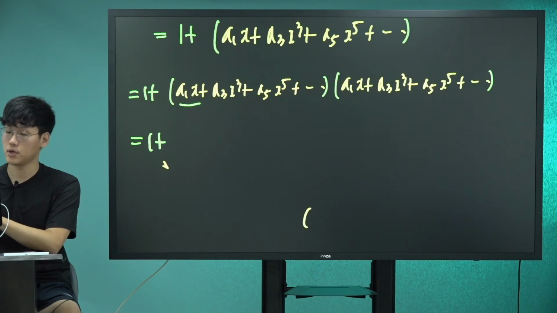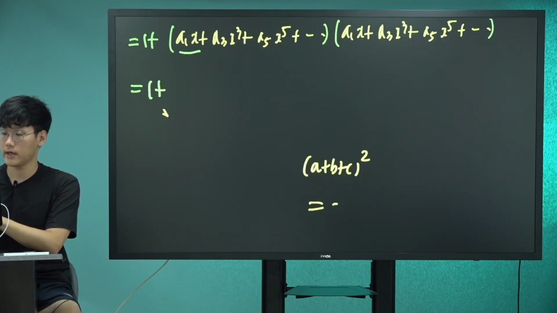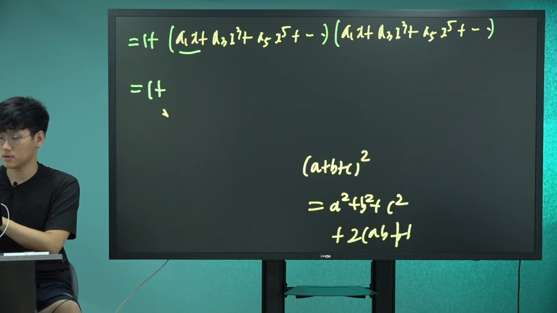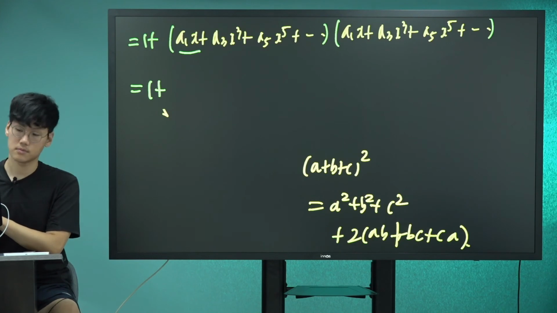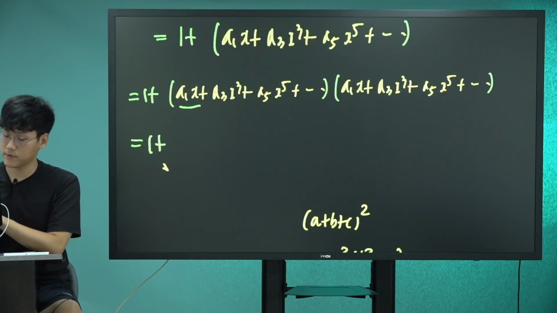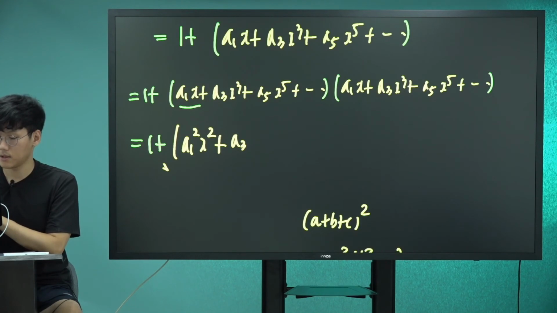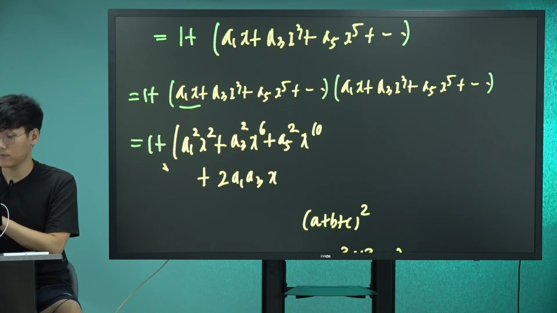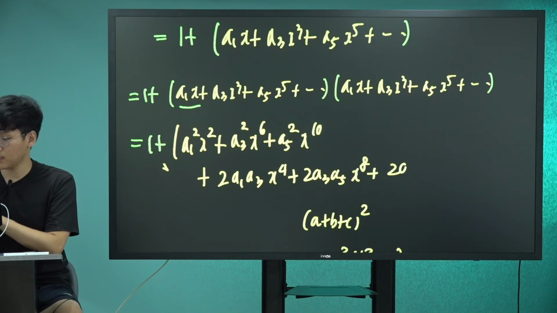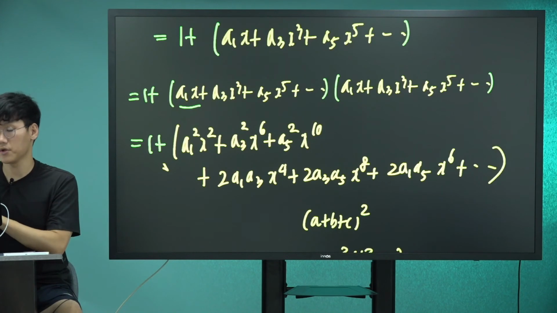But it's convenient if you know this. What is it? (a plus b plus c) squared equals a squared, b squared, c squared, right? And then 2ab, 2bc, 2ca, right? So, you know, algebra, right? So what I have here is going to be a1 squared x squared, right? a3 squared x to the power 6, a5 squared x to the power 10, right? And plus 2 a1 a3 x to the power 4, right? 2 a3 a5 x to the power 8, 2 a1 a5 x to the power 6, on and on, right?